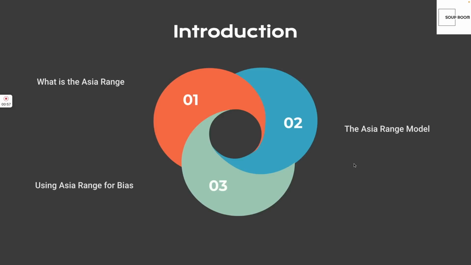There's three main parts. Let's take this down into your notes. We're going to have a what is the Asia range? Basically, what exactly is the Asian range? Next up, we have the Asian range model. So of course, in this lecture, there will be a model that will be taught. Very, very high probability. And number three, how to actually use the Asian range to determine your bias.